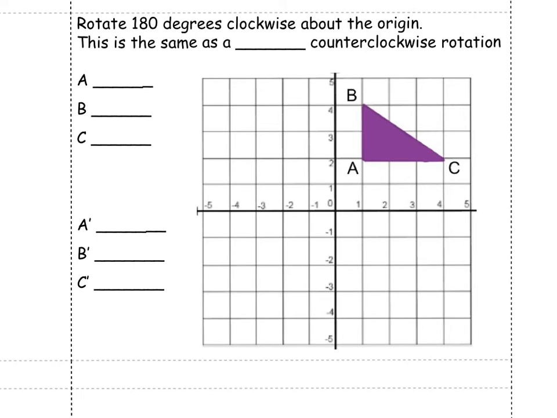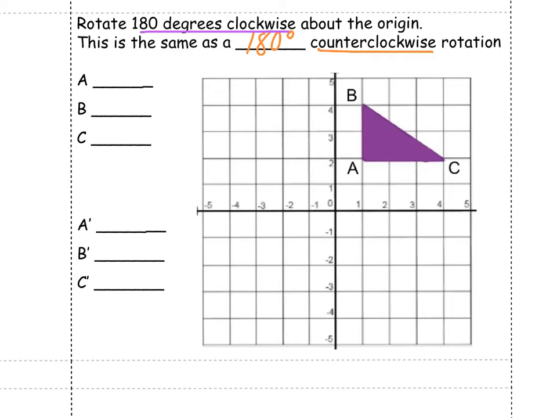Next, we're doing a 180-degree clockwise rotation. 180 degrees is 2 units, or 2 quadrants around, which is going to be the same 180 degrees counterclockwise. So it's the same amount whether you're going clockwise or counterclockwise.